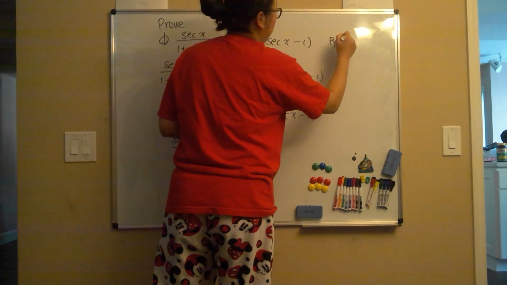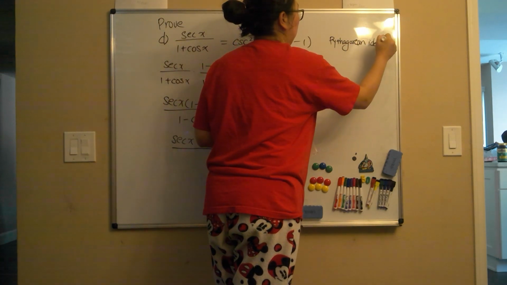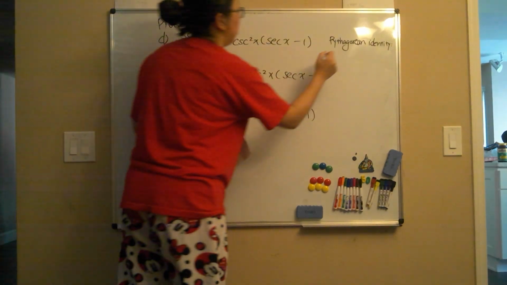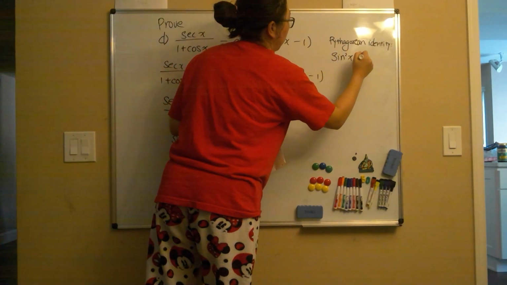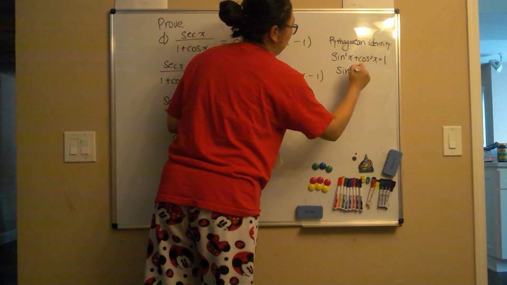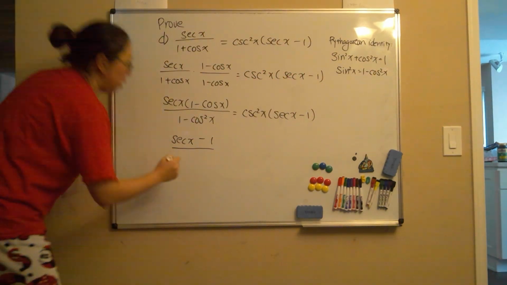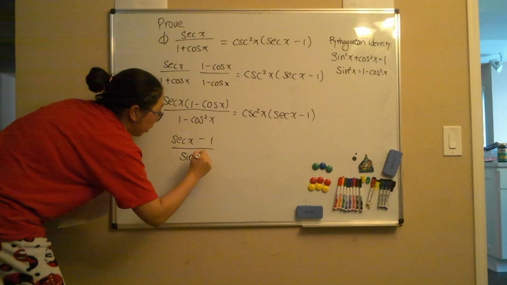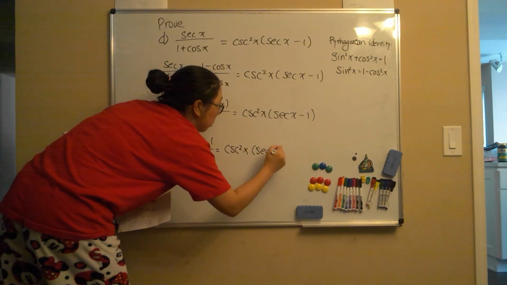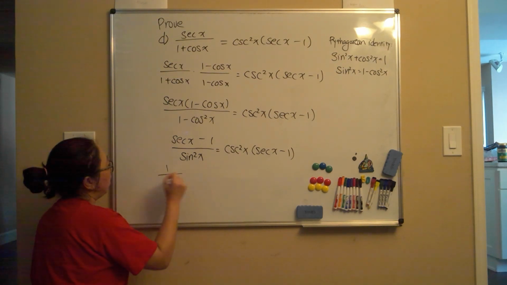So, Pythagorean identity. The one I'm using here, again, is sine squared x plus cosine squared x equals 1, which means sine squared x is equal to 1 minus cosine squared x. Okay, so that means I can replace this with sine squared x, which is equal to cosecant squared x times secant x minus 1. Now for some of you guys who need a little help in seeing this, I'm going to rewrite it just for you.